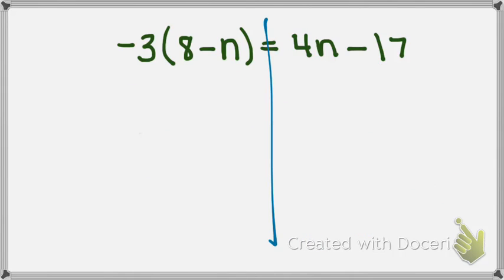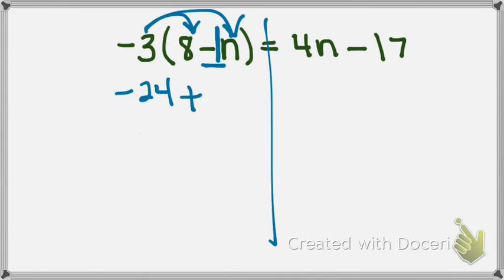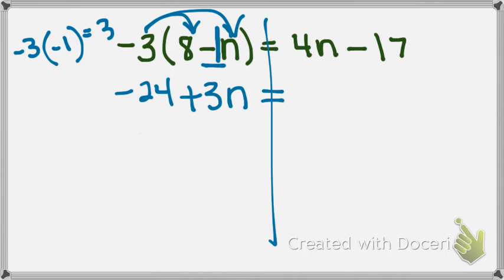Alright, this is similar to one we've done, so we're going to distribute. Anytime you see distributing, that's a good place to start. So negative 3 times 8 is negative 24. Negative 3 times this little hidden 1 right here. So I'm going to times negative 3 and negative 1. That gives me positive 3n, because a negative 3 times a negative 1 is positive 3.